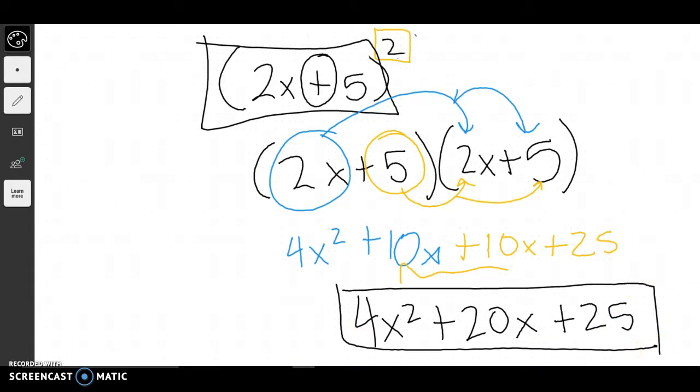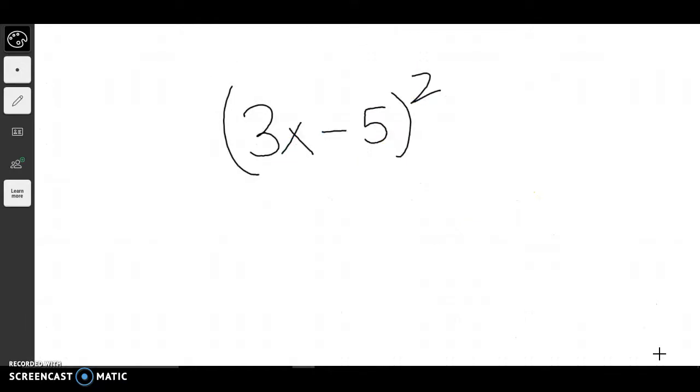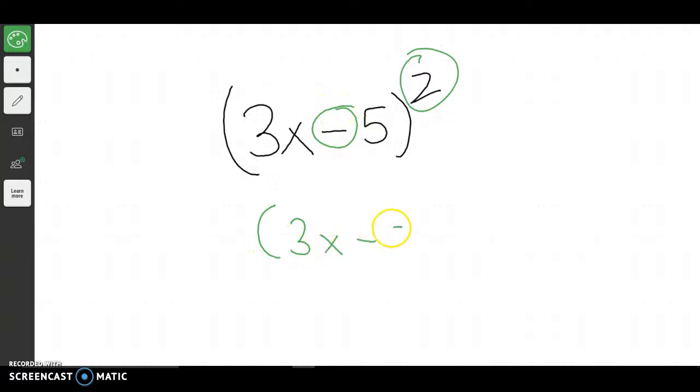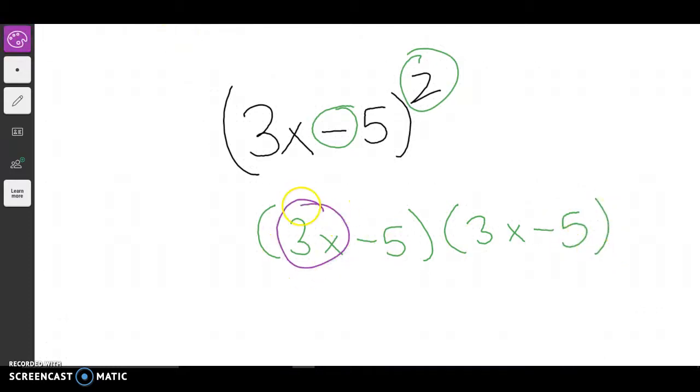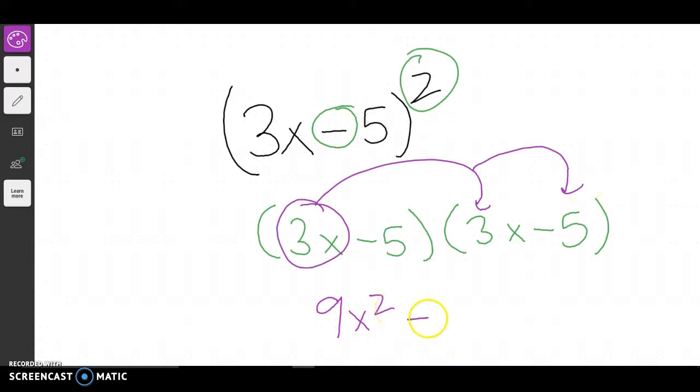Let's try a second one. Again, we're going to square this binomial. We can't distribute this 2 because of the minus sign. So we're just going to rewrite what this means, which is 3x minus 5 times 3x minus 5. We're now going to distribute. So I'm going to distribute the 3x to both these terms. I'm going to get 9x squared minus 15x.